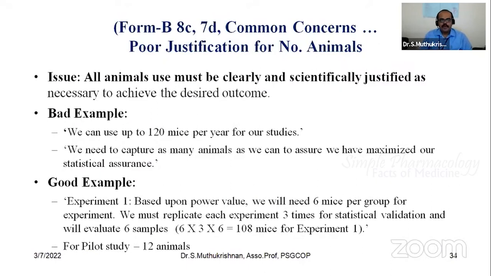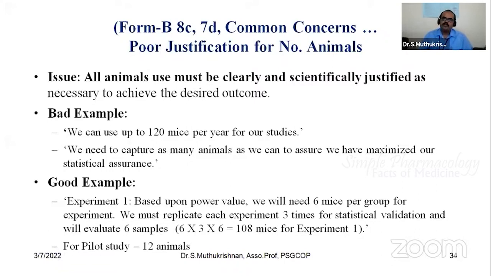The problem is, most of them simply write, "Sir, I need 120 animals for my studies through 1 year, so I can do all those things. So I need 120 animals." You don't write like that. You have to split up the animal requirement.